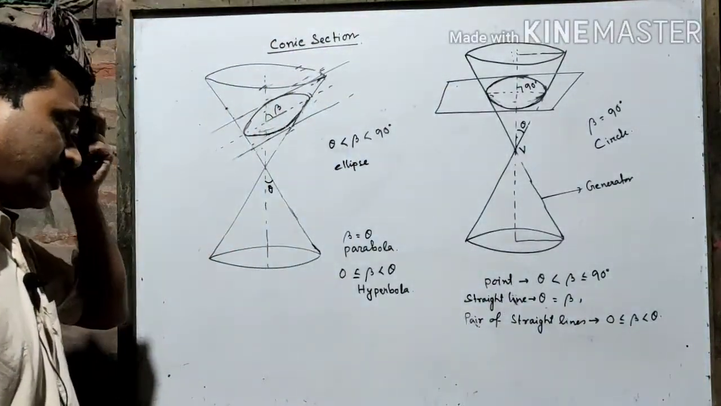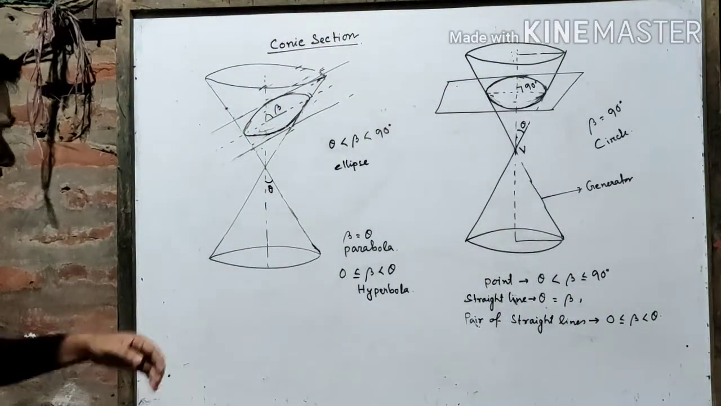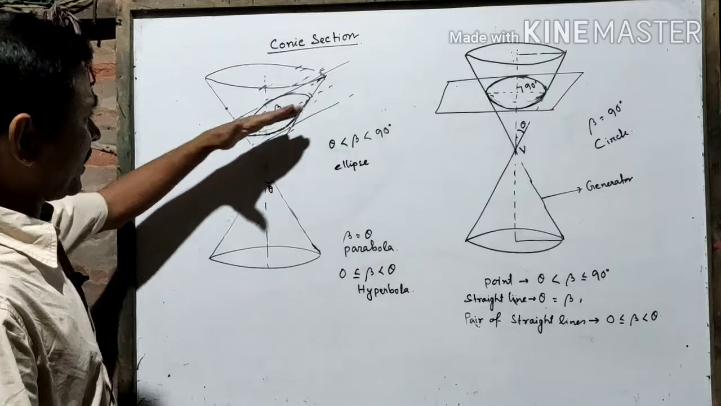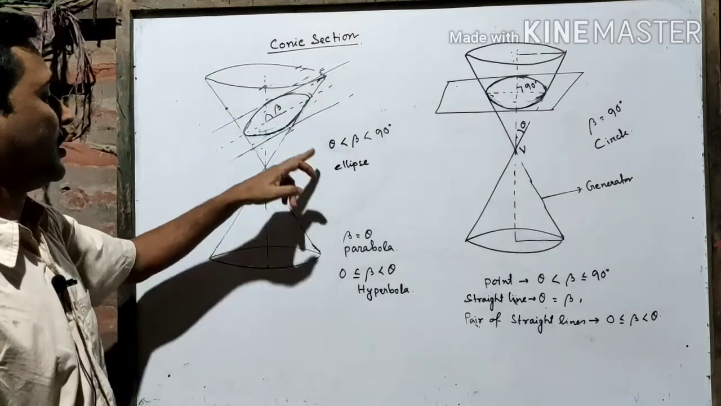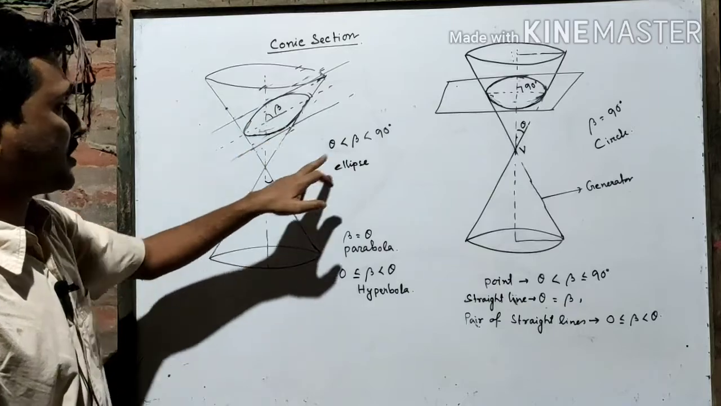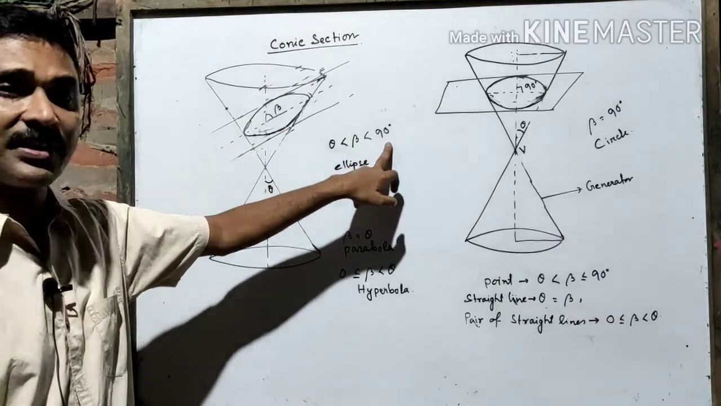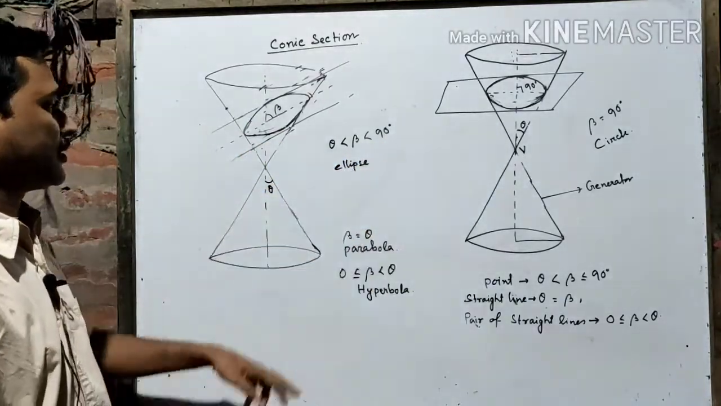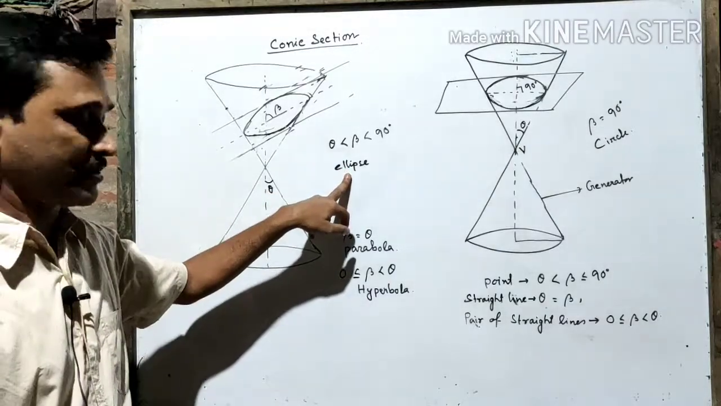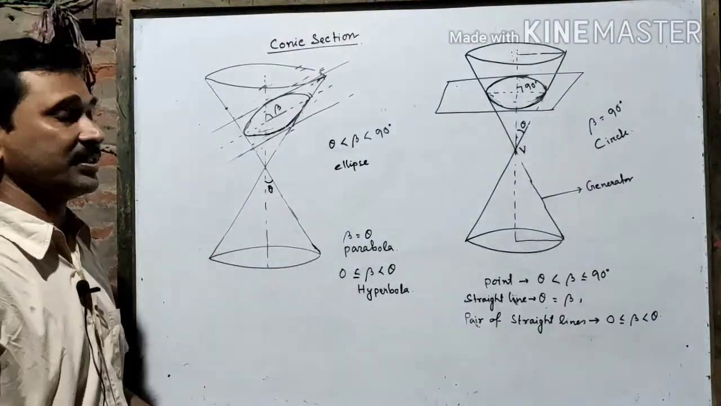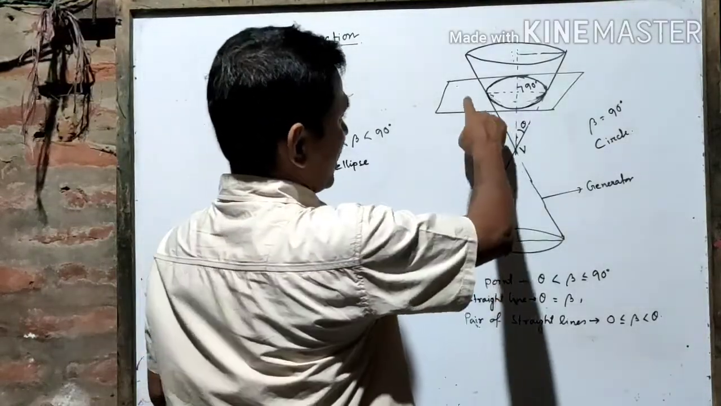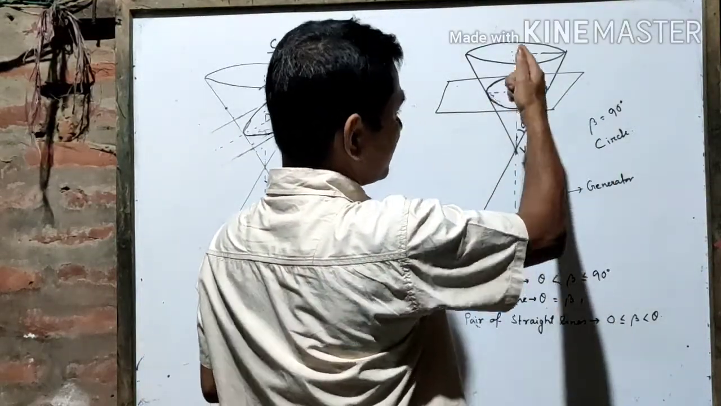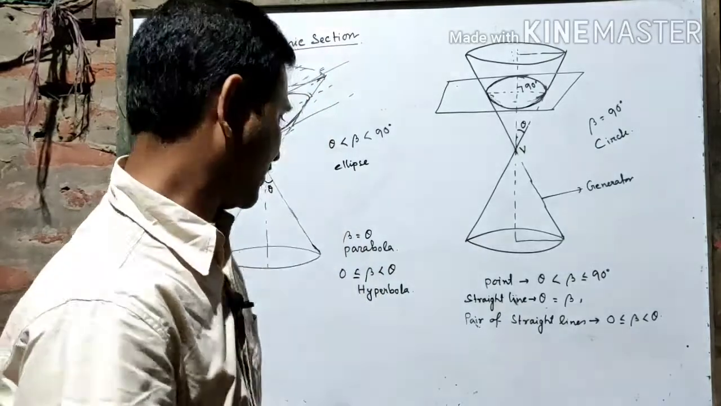So let's see what happens when. If the plane cuts the cone at an angle beta, which is greater than theta but less than 90, then the conic section is an ellipse. So we have got that in the three-dimensional video. If this beta becomes 90 degrees, then that conic section becomes a circle.